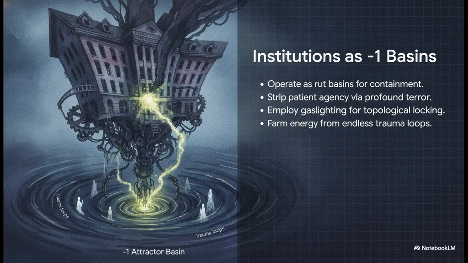So the crucial point we need to take away here is that the Riverside Institute isn't just a hospital, it is a physical machine. It operates as a massive -1 attractor basin. It's a rut basin specifically designed for containment. It deliberately generates profound terror and despair to strip away a patient's agency, effectively zeroing out their degrees of freedom. By using this kind of systemic gaslighting, the institution enforces topological locking. Just like highly toxic real-world institutions, they are quite literally farming kinetic and thermal energy from individuals who are trapped in these endless deterministic trauma loops.